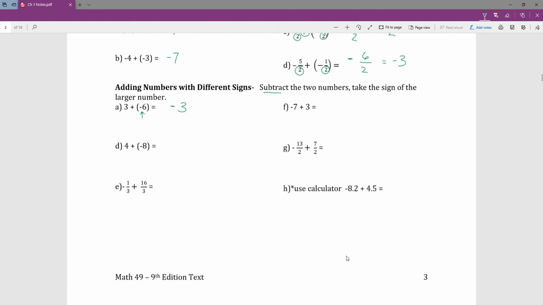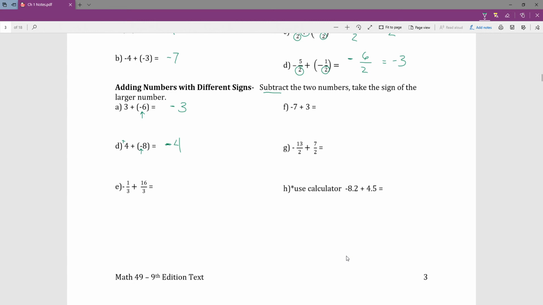Okay, so D, with these ones, I have opposite signs. This is a +4. When there's nothing in front of a number, the thing that's not written or imagined there is a positive sign. So they're different signs, and I'm supposed to take the difference of these two numbers, so that would be a 4, and the larger number is going to win. And so because the 8 has a negative, my answer is negative.